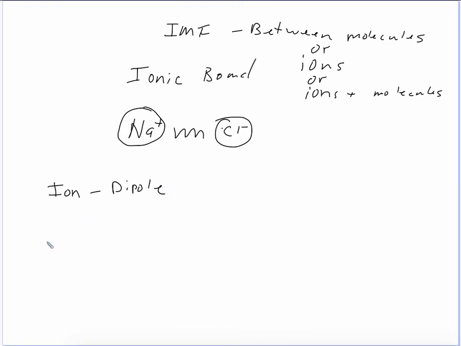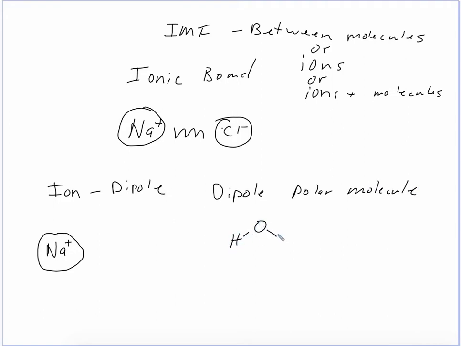Okay, now an ion, let's just take the sodium ion, Na positive, okay? So it has a positive charge to it. Now a dipole is a polar molecule. All right, so if you have a polar molecule, such as water, let me just draw water here. Water has a positive end and a negative end. So the oxygen is negative, and the hydrogen end of the water molecule is positive.